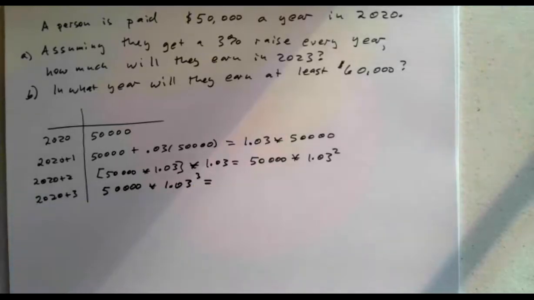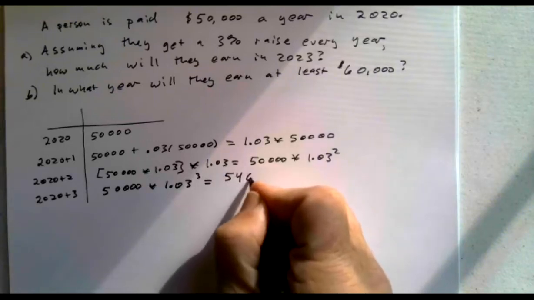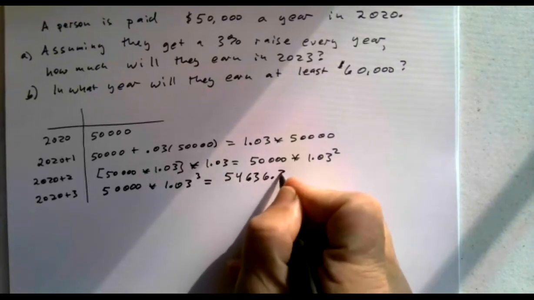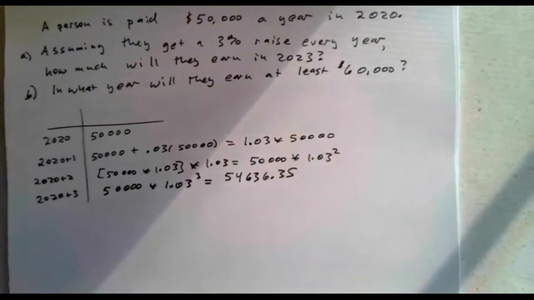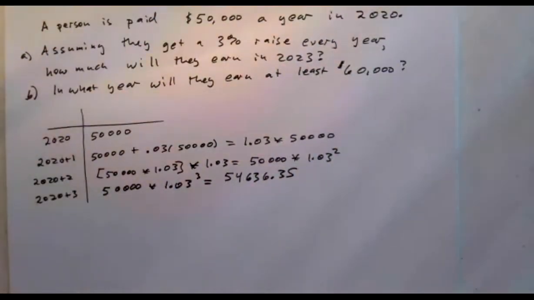Which gives us how much? Gives us 54,636.35. So that's our question A.